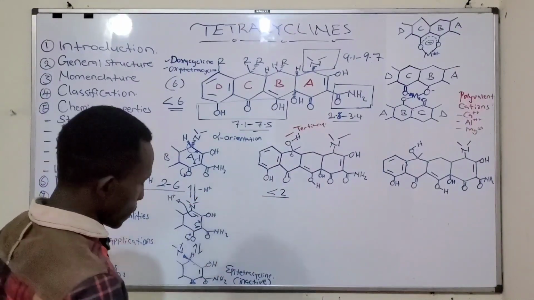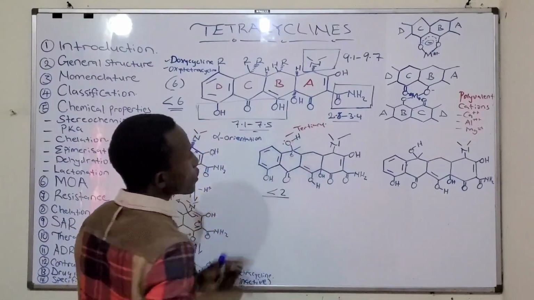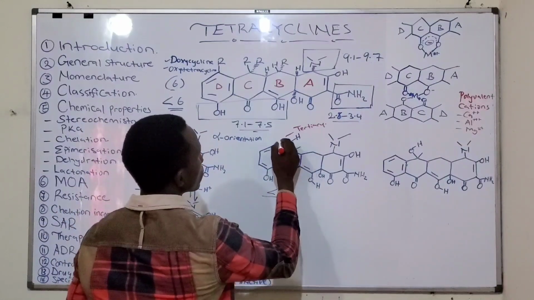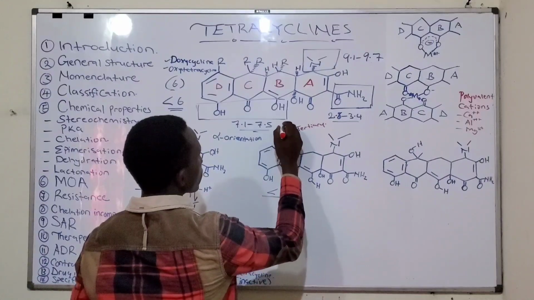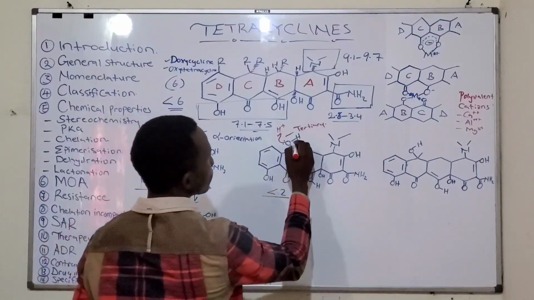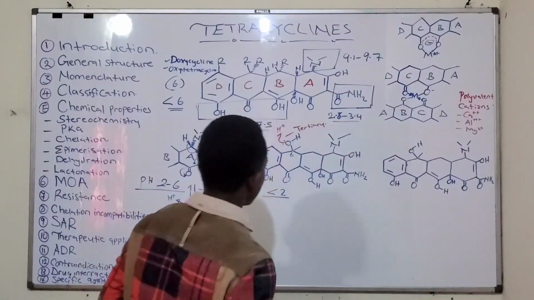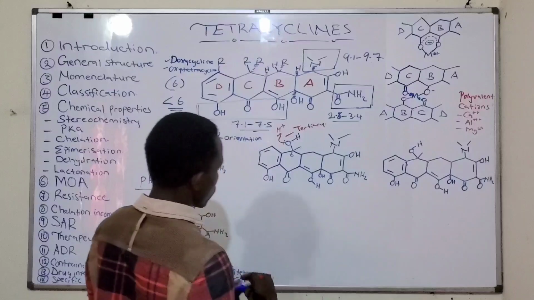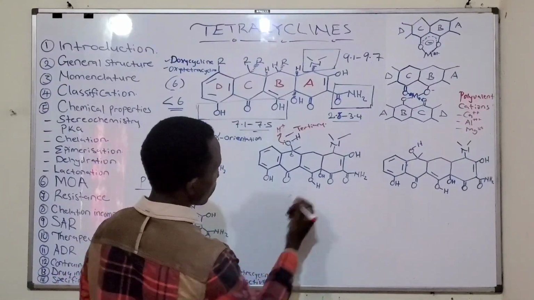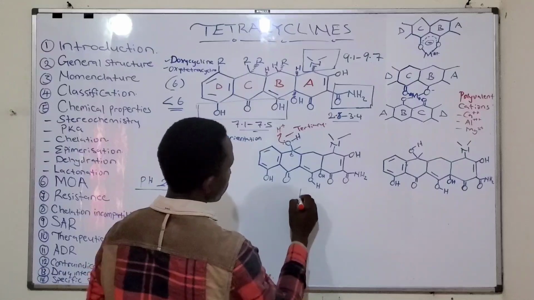So what happens in the presence of an acid? This O will attack the acid. When it gets the acid, it will become plus. So it will be plus. So we shall have, okay, let me draw it here.